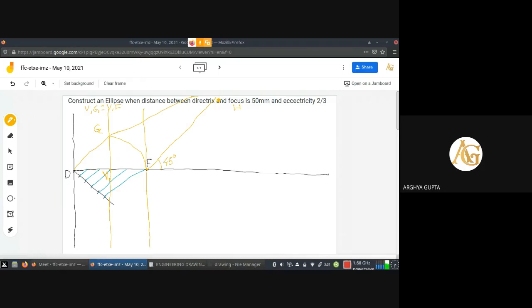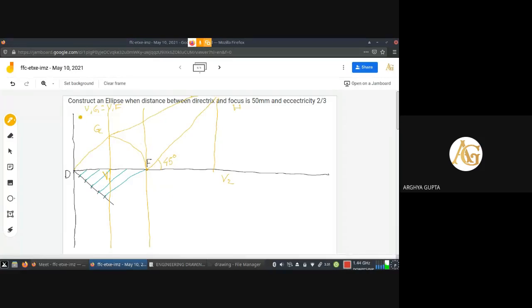From H, draw a perpendicular line. That point will be the second vertex. So the ellipse will be constructed between V1 and V2. Follow my cursor here. The curve will be like that.